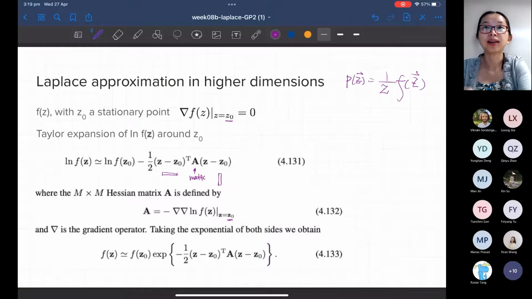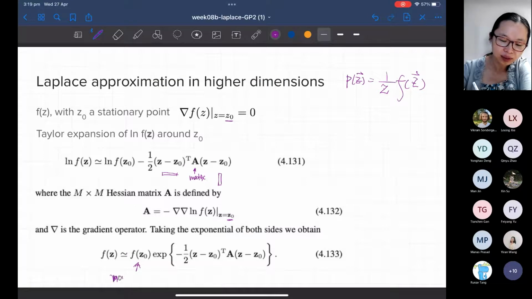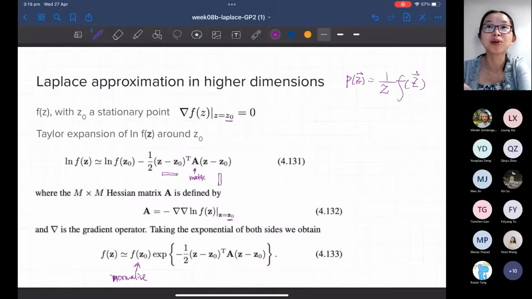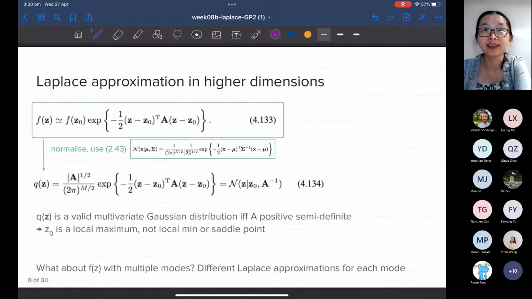We now do the same thing: we exponentiate on both sides, and that gives us a functional form that looks like a Gaussian again. From what we did on the last page, the next step is to normalize this Gaussian distribution. And we expect the result to not involve f of z0, which is indeed the case.